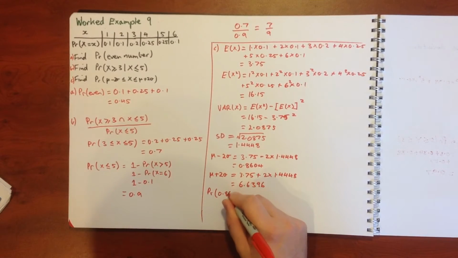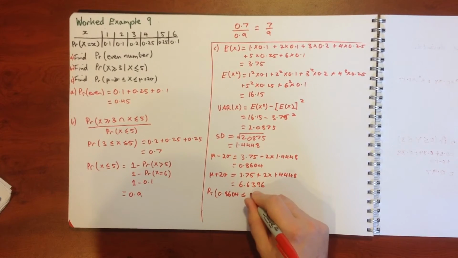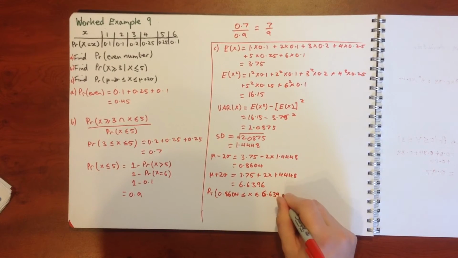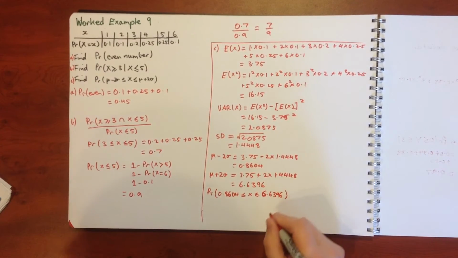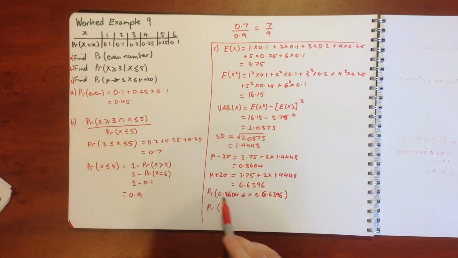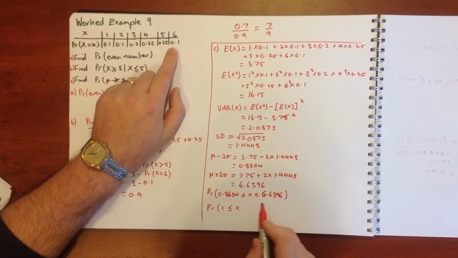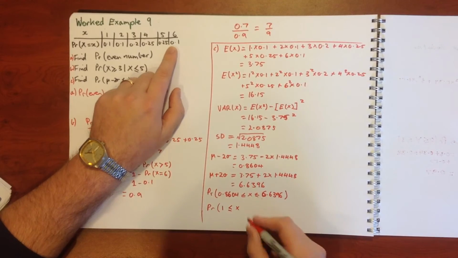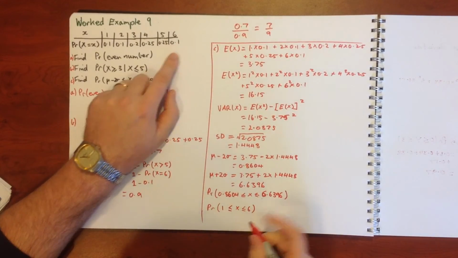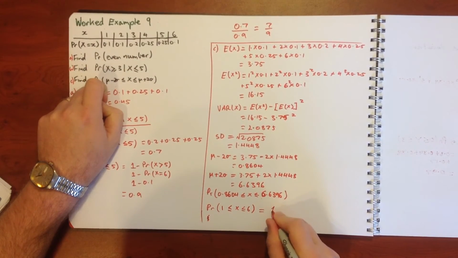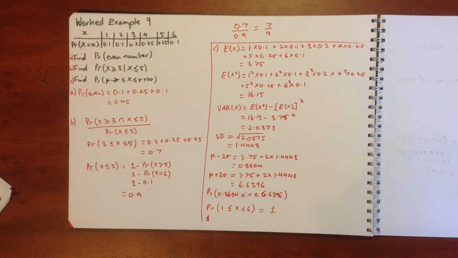So we want to know what the probability is that we are between 0.8604 less than or equal to x, less than or equal to 6.6396. Well, when we have a look, our lowest value is 1, and our highest value is 6, and we want above that, so we'll go up to 6. But we know that when we look at all of these probabilities, they have to equal 1. So in this case, all of our values were within 2 standard deviations of the mean.